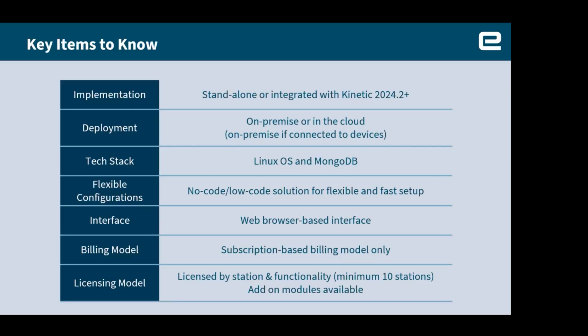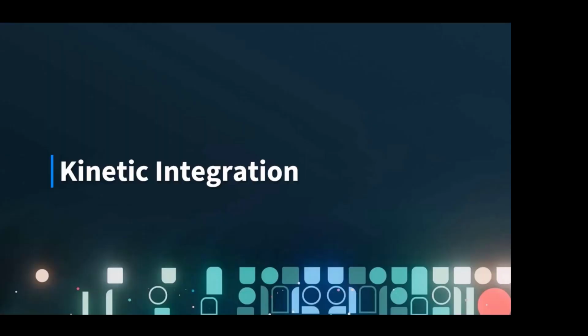Our billing model is subscription-based. And our licensing model is we license by the station and functionality. Look at a station as being concurrently run stations. So you could have 500 stations configured, but if you're only logged into 20 at one time, you'd only need to be licensed for 20 stations. And then the functionality. There's lots of different solutions baked into our application. We only want you to have to pay for what it is that you're utilizing along the way.